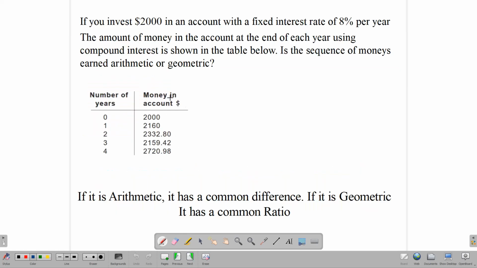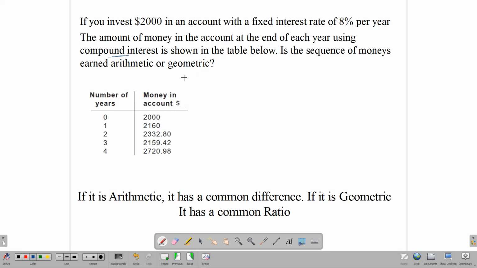Here we have in this table the results of an investment. You have $2,000 in an account with a fixed interest rate of 8% per year. The amount of money in the account at the end of each year using compound interest is shown in the table below. Is the sequence of monies earned arithmetic or geometric?